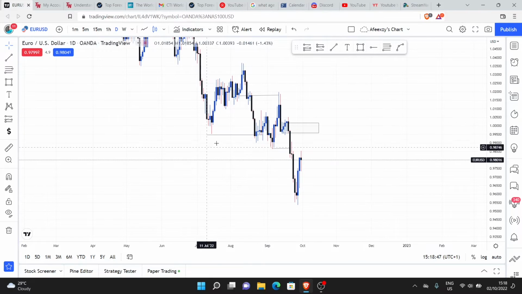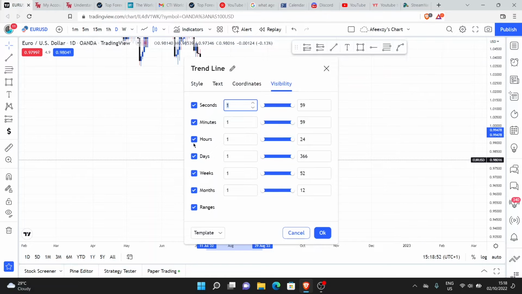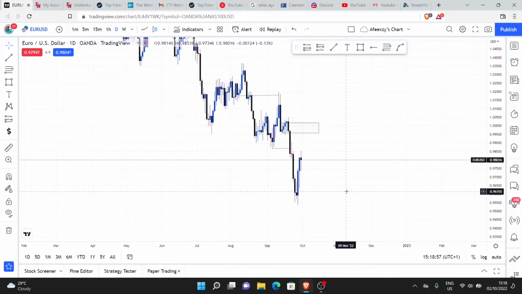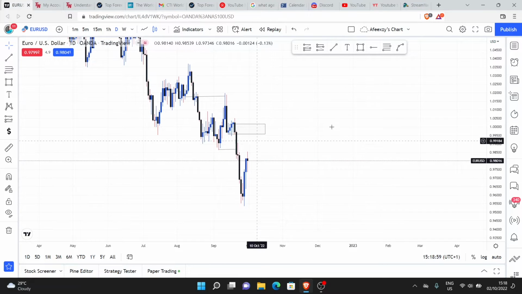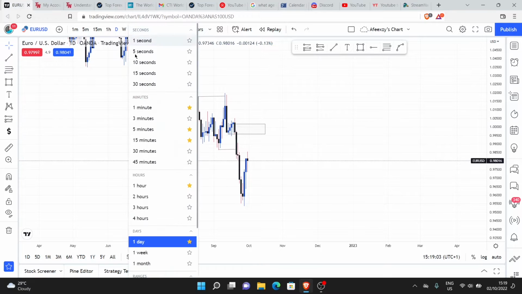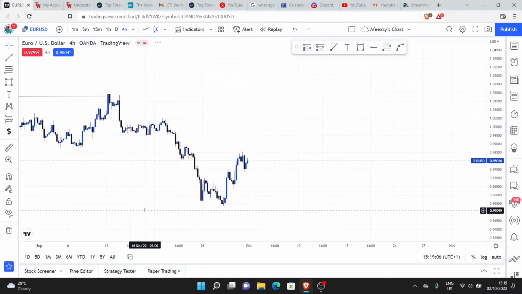And also let me just make this visible on weekly. It shouldn't be on daily. And that is that on EURUSD. On our EURUSD, we should be expecting more sales. Let me check the 4-hour time frame to see what's really happening.